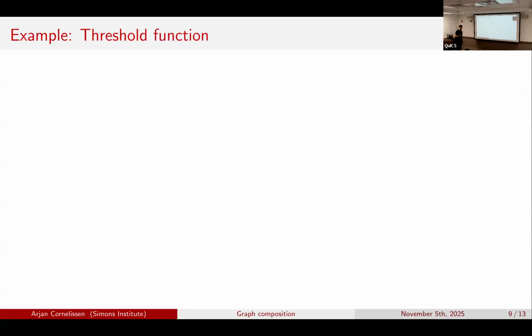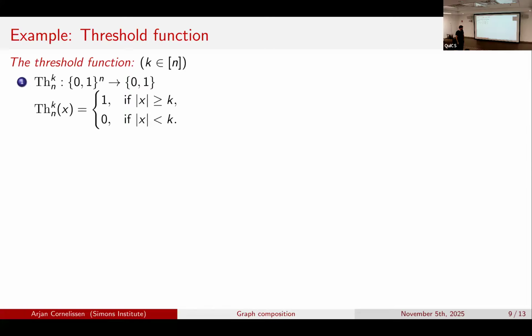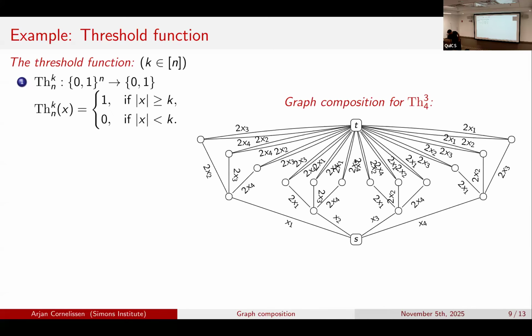Next, let's have a look at an example which is a little more intricate than the OR function, which is the threshold function. What's the threshold function? Again, we have n bits as input, and now I only accept whenever the Hamming weight is at least k. If you set k to 1, you get the OR function. Here I drew the example for n equal to 4 and k equal to 3. It already looks like a quite complicated construction, so let's try to build some intuition for what's going on.